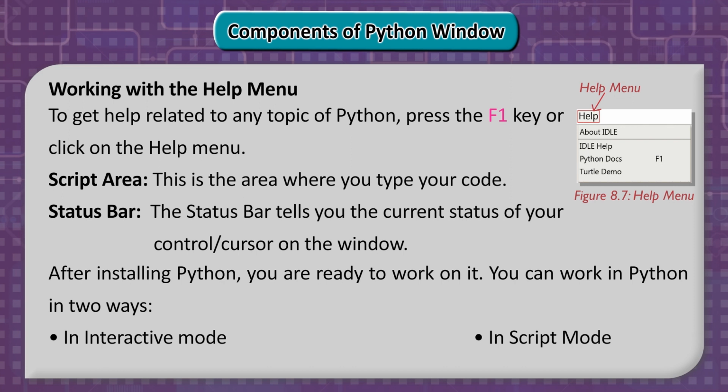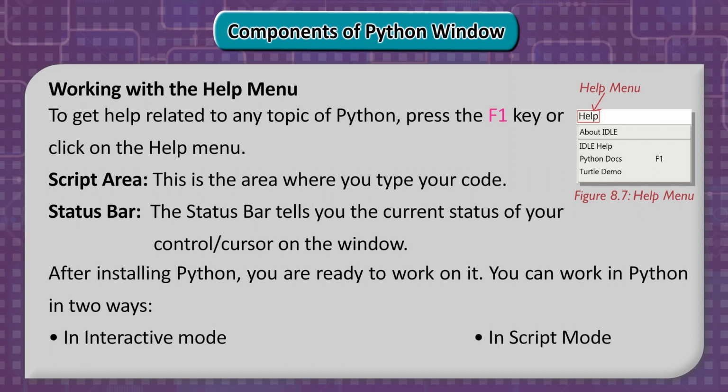Script area. This is the area where you type your code. Status bar. The status bar tells you the current status of your control/cursor on the window. Help menu. Figure 8.7. Help menu. After installing Python, you are ready to work on it.